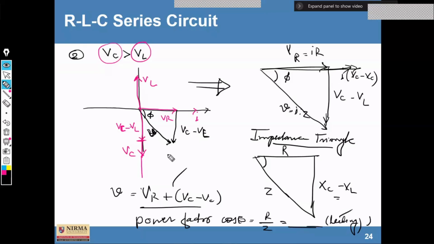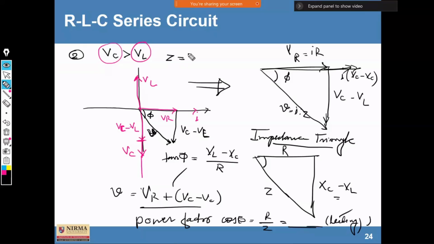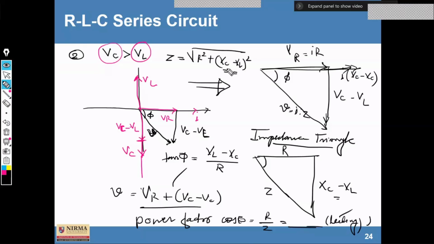Similarly, we can write tan phi is equal to XL minus XC upon R, and the equation of impedance Z is equal to the square root of R square plus XC minus XL whole square. Now here you can see that in this condition the difference is squared. So XC minus XL or XL minus XC would ultimately give a positive answer. And finally you can find this condition.